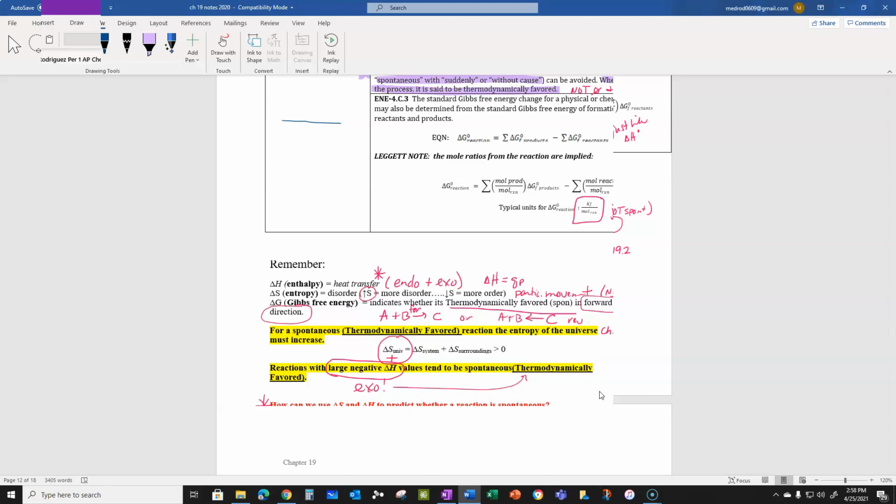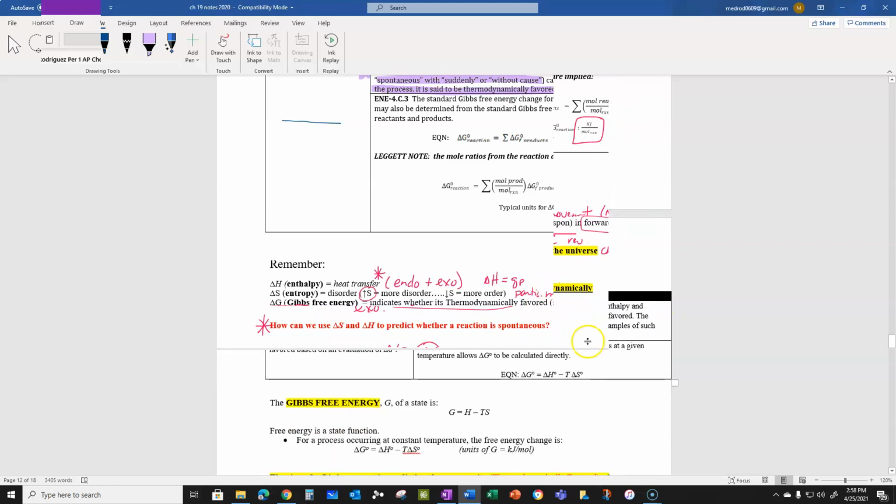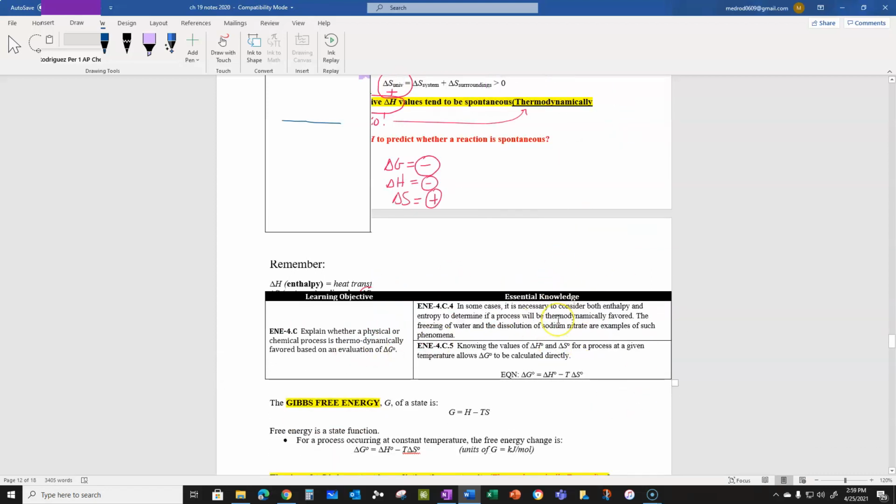I saw in the chapter 5 test, you guys were talking about how work was being done on the system or the surroundings. Are you kidding me? Work has nothing to do with endo or exo. That just makes it either positive or negative for system and surroundings. So there are even more learning targets with this. This is a big one.